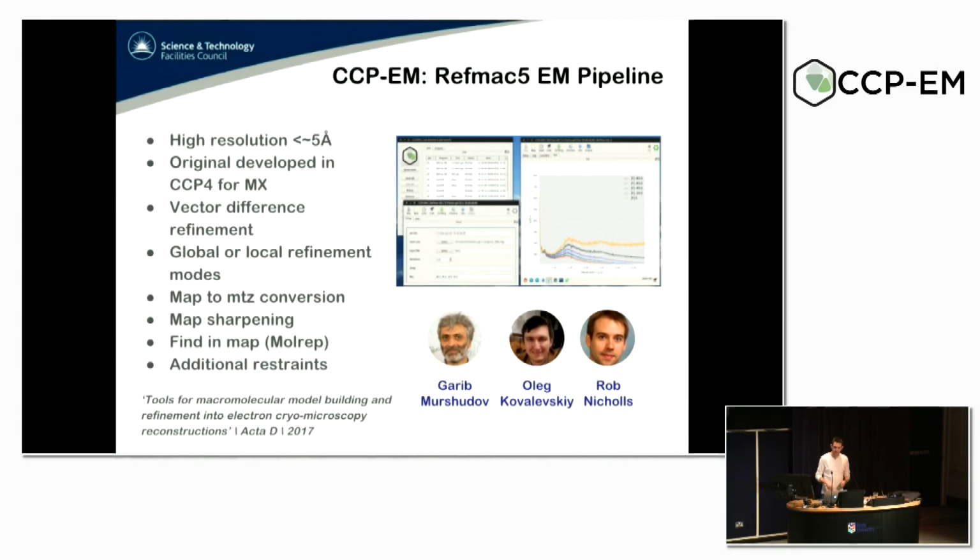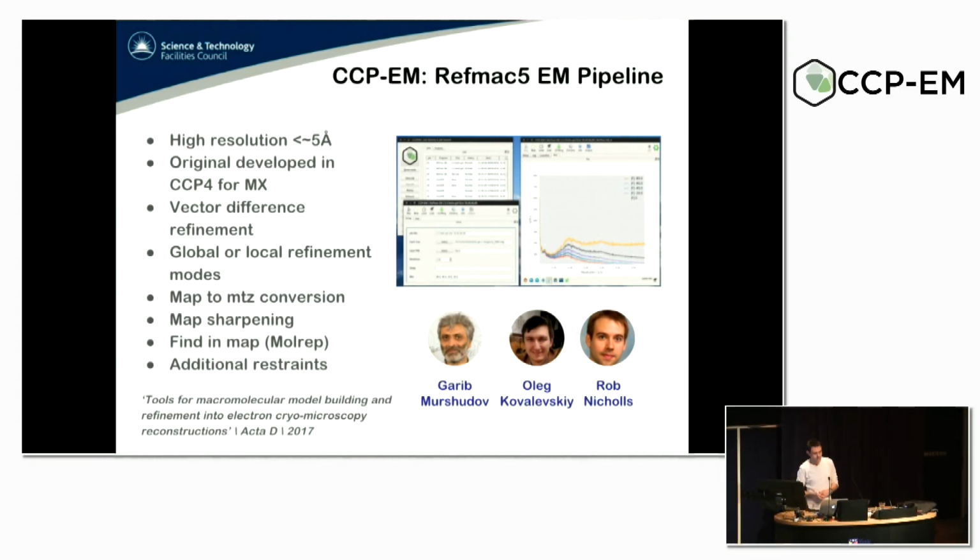It does a bunch of stuff under the hood that means you don't have to worry about converting from MRC format to MTZ formats. It will perform map sharpening for you if you ask it. It will also automatically find your model in your map. If you click on the Find in Map option, what that does is it runs the MoRep program I told you before in the background to place your model in the right place before it starts refinement. We can also call in additional restraints from Rob Nicholls' ProSMART program to help at lower resolution.